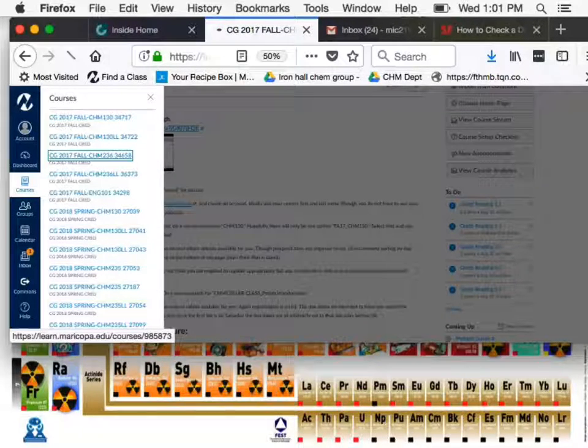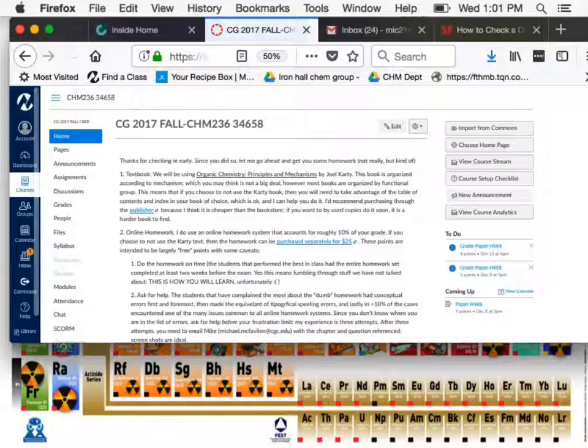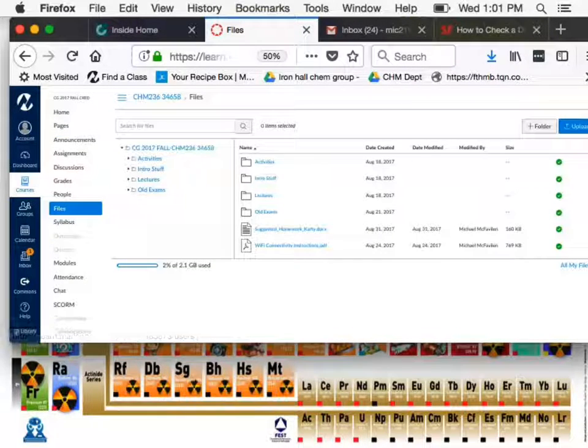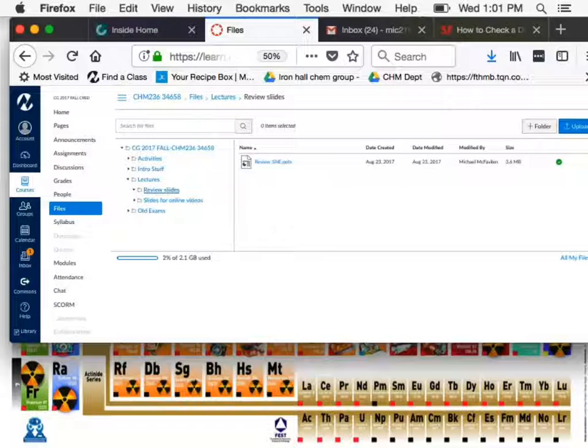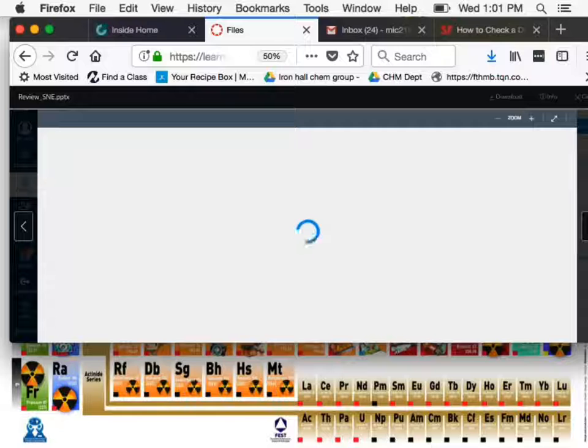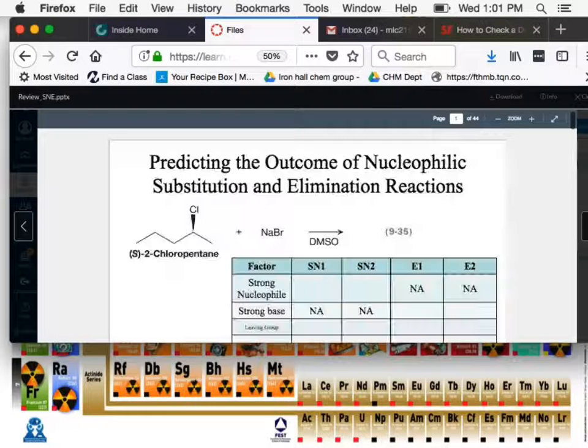So if we go to courses, R class 236, files, lectures, review slides. This slide, review SNE, is going to become important, particularly if you did not have me. That would be Lydia and Duke for first semester. Within this slideshow, I thought it was my condensed version, but apparently I posted the wrong one. This is the long one.